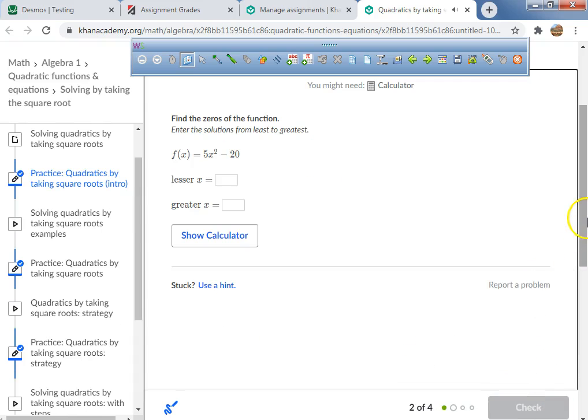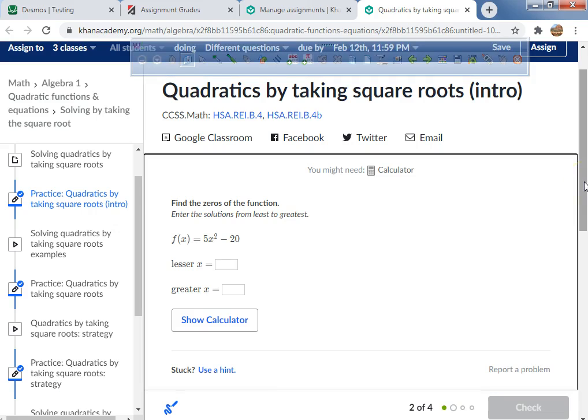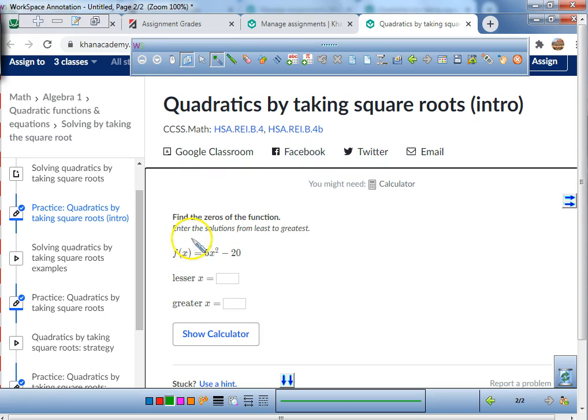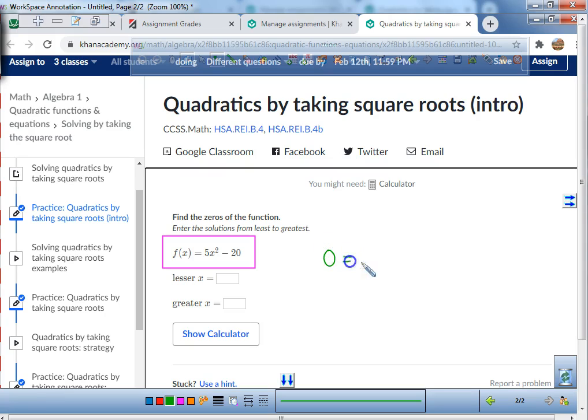Okay, we're going to do one more and see if this makes sense. If we get a harder one, the next one, that's fine. Right now, first thing I want you to do is please put f of x equals that. That's step number 1. After you've written this down, put 0 equals 5x squared minus 20. So put 0 equals 5x squared minus 20.